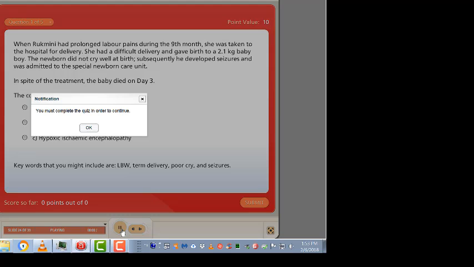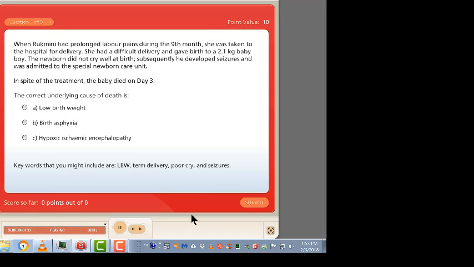Question 1. When Rukmini had prolonged labor pains during the 9th month, she was taken to the hospital for delivery. She had a difficult delivery and gave birth to a 2.1 kg baby boy. The newborn did not cry well at birth. Subsequently, he developed seizures and was admitted to the special newborn care unit. In spite of the treatment, the baby died on day 3.